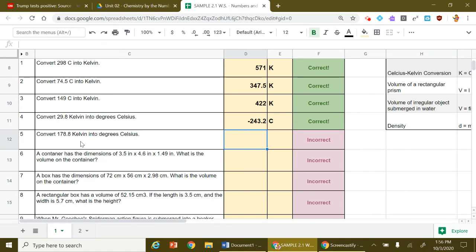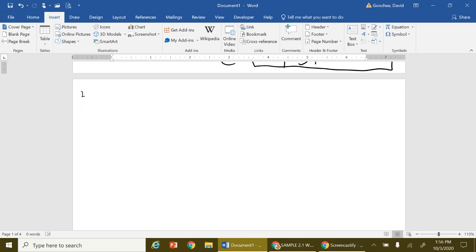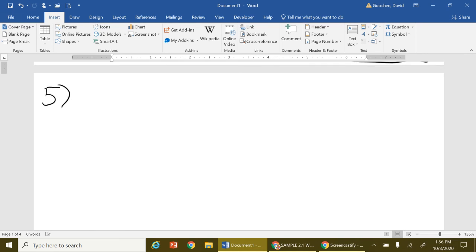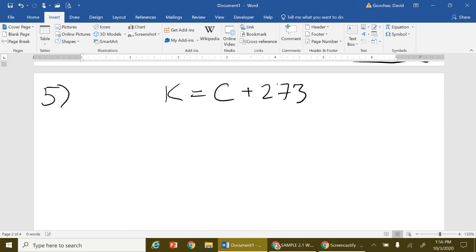Now, last one for this set of these first 5. Convert 178.8 Kelvin into degrees Celsius. Okay, so once again, number 5. I'm going to write down the Kelvin Celsius conversion temperature formula. Kelvin equals Celsius plus 273. Once again, in this case, we don't know Celsius, but we know Kelvin. Kelvin is 178.8, and that's equal to the Celsius temperature plus 273.